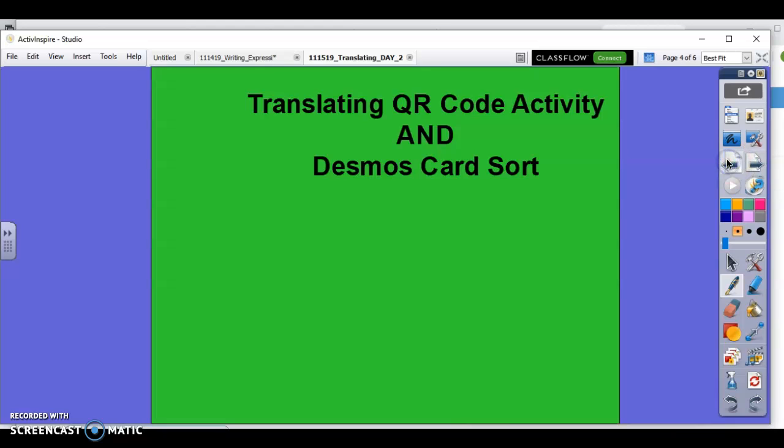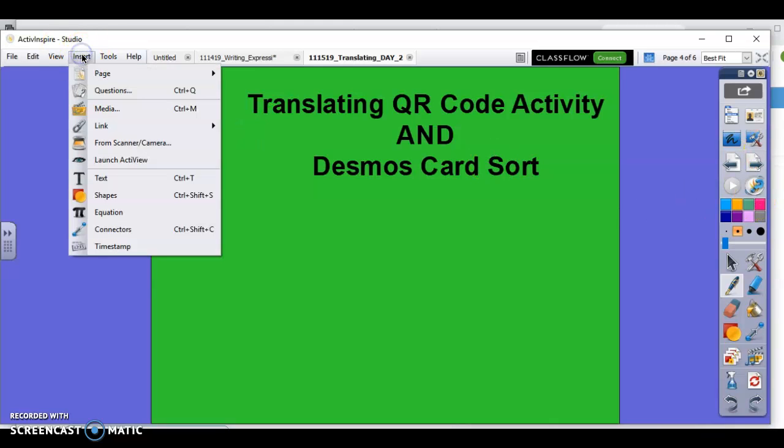All right, so today we're going to be doing a translating QR code activity and a Desmos card sort. But before you get started on that, I want to go over a topic with you.